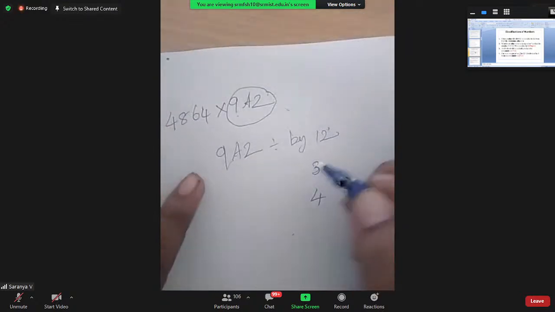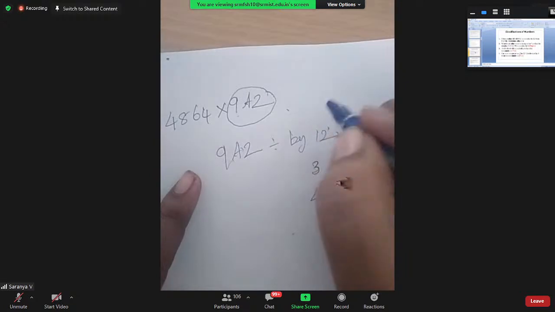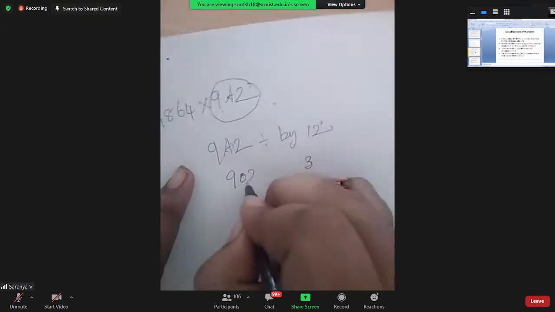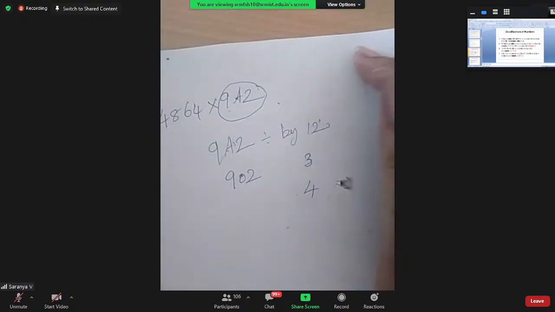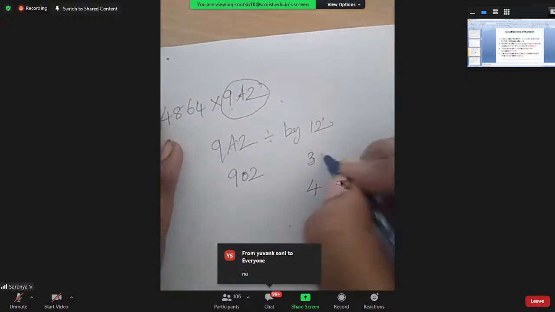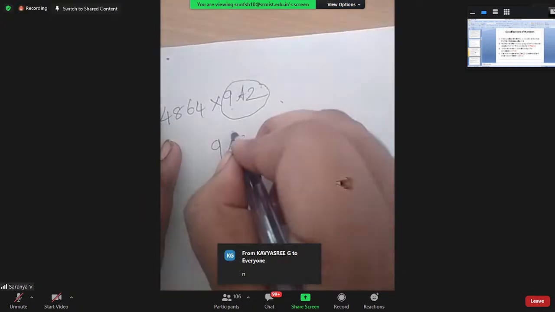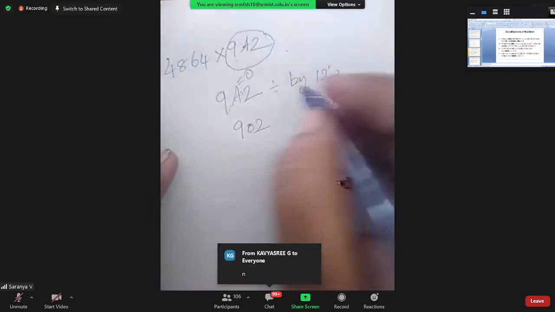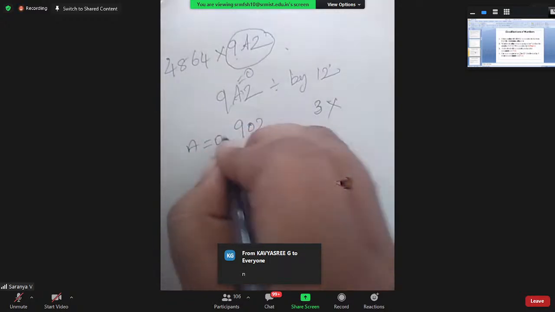So if I replace the A by 0, 902, is it divisible by 3? Add it. 11. 11 is not divisible. So we cannot put 0 here, right? And go for the next option. When A is equal to 0, it is not possible.